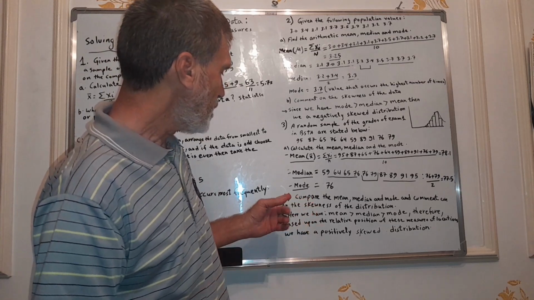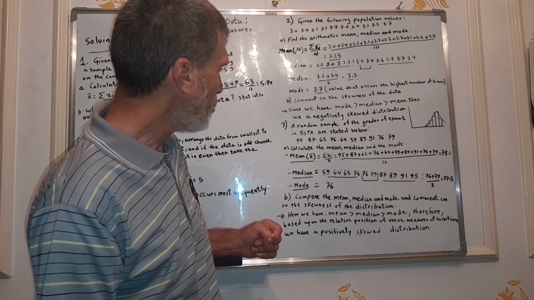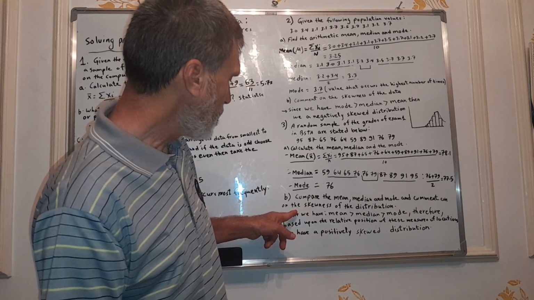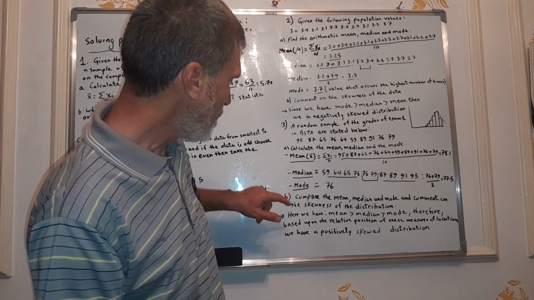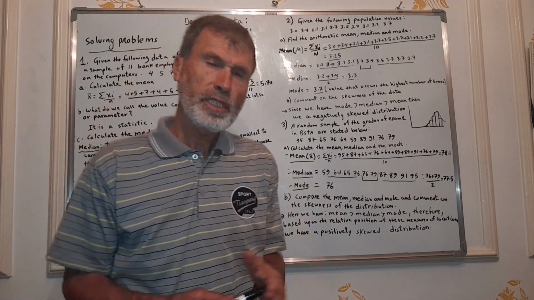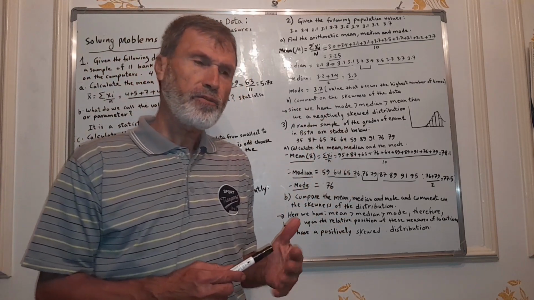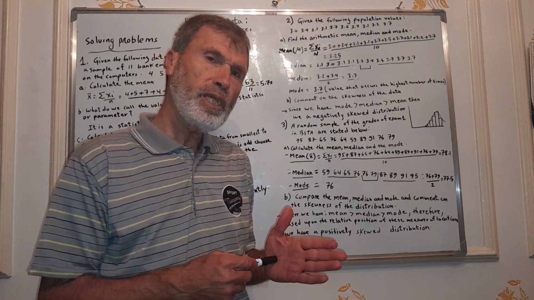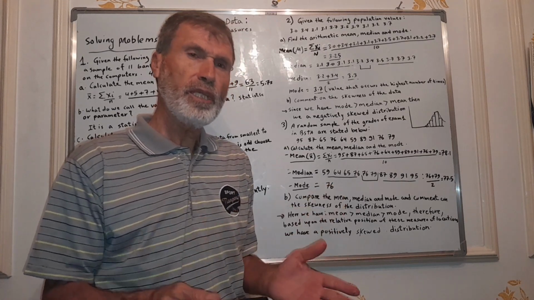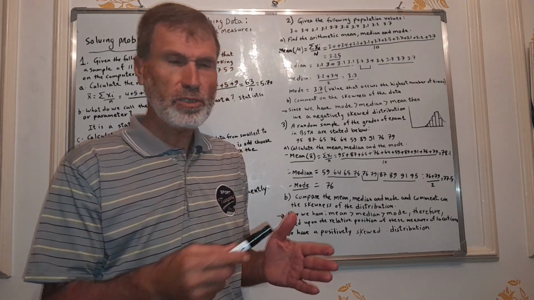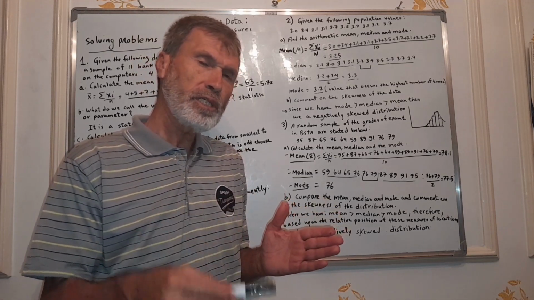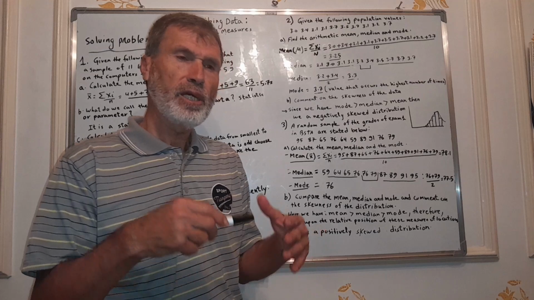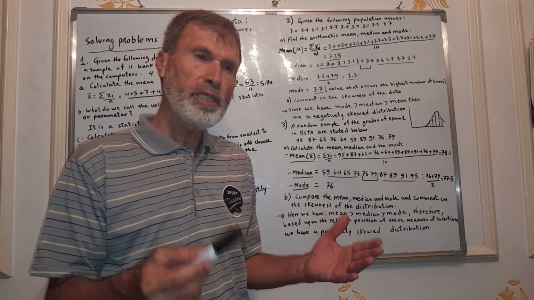Okay. Now, part B of the problem: compare the mean, median, and mode, and comment on the skewness of the distribution. Of course, we just compare the mean with the median and the mode. If the mean is the largest of the 3 measures, then we say it is positively skewed. If the mean equals the median equals the mode, then we have a symmetric distribution. If the mode is the largest of the 3 measures of location, then we have negatively skewed.